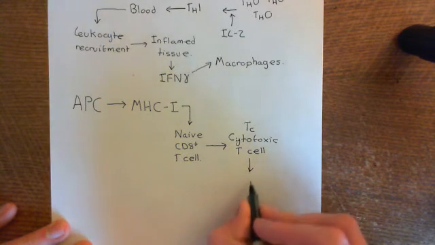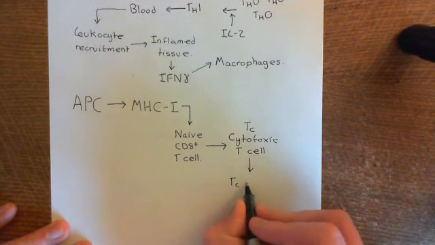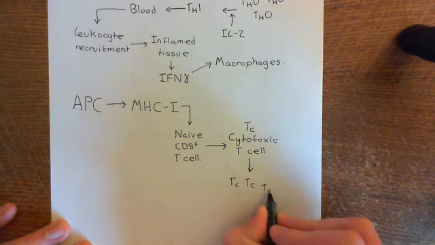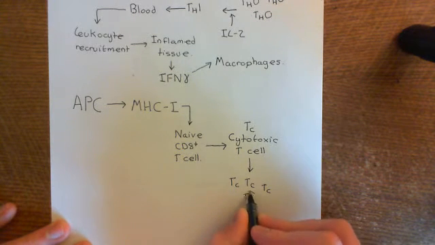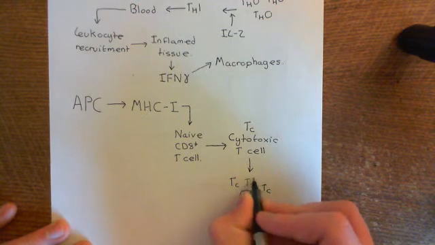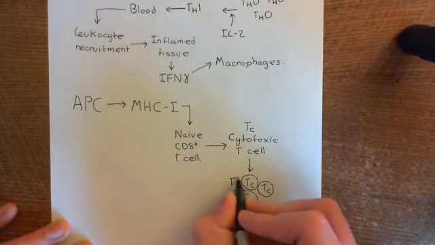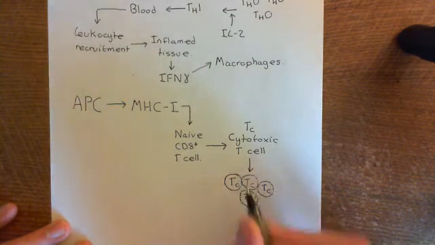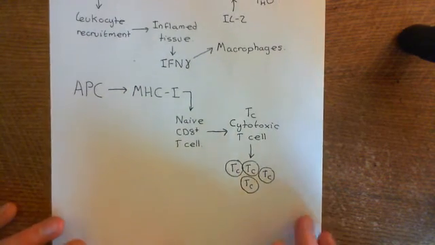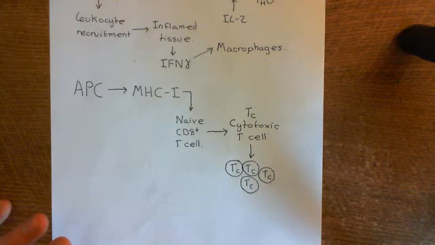So it first differentiates, then it divides to produce a whole population of cytotoxic T cells, and I will put circles around them to indicate that they are cells. And of course, again, I've drawn 4, but you will make thousands, if not millions, of these things. Okay, now these warriors will leave the lymph nodes and they will gush into the blood.